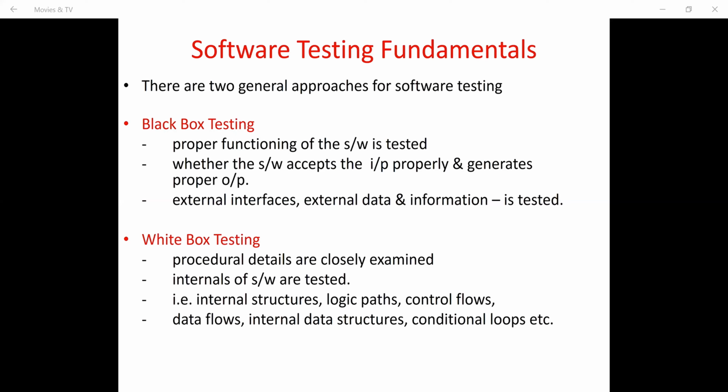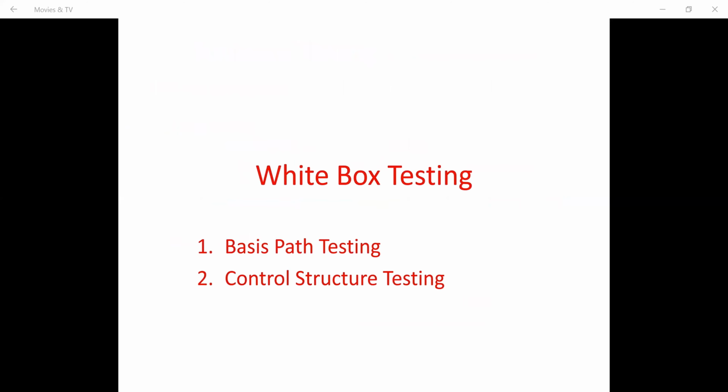The white box testing method assumes that the path of logic in a unit or a program is known. Here the tester should know about the program. With white box testing, you can see procedural details are closely examined. Internals of the software are tested, that is internal structures, logical paths, control flows, data flows, internal data structures, and conditional loops, etc.